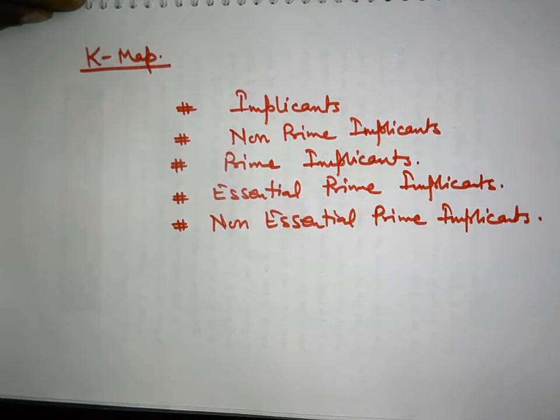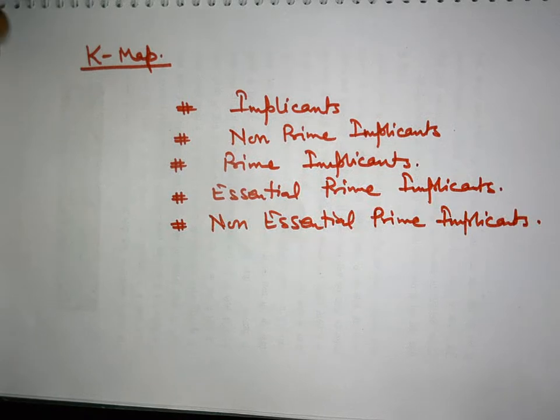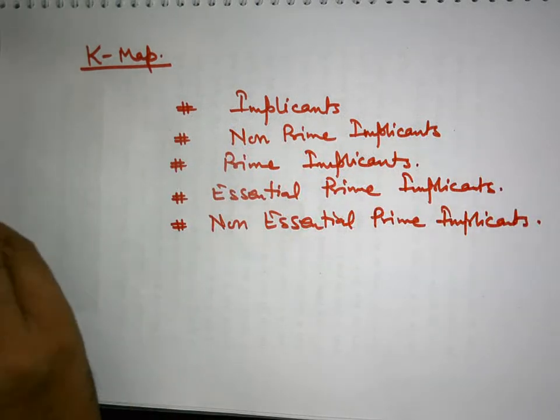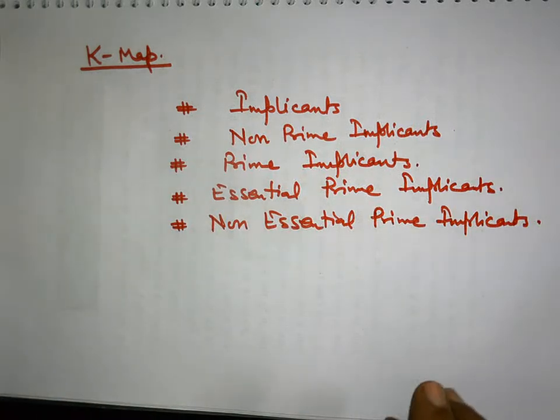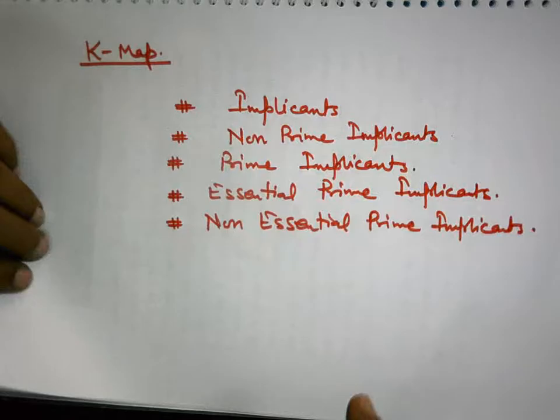We have gone through the design of all these implicants, how we can identify whether it is an implicant, whether it is a non-prime implicant or prime implicant, or essential or non-essential implicant. Just by taking an example of K-map, I will clarify these things.